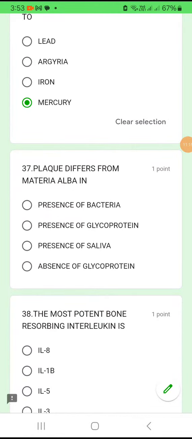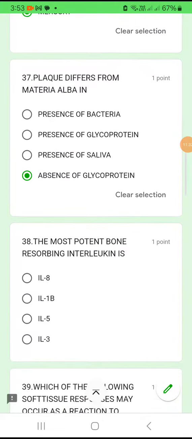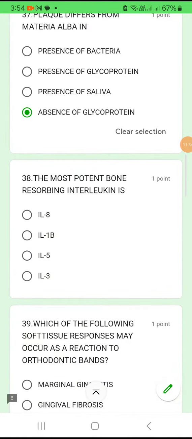37. Plaque differs from materia alba in which case? Whether plaque contains presence of bacteria, presence of glycoprotein, or presence of saliva, or absence of glycoprotein. Plaque does have glycoprotein, so that is the difference between a plaque and a materia alba. So absence of glycoprotein.